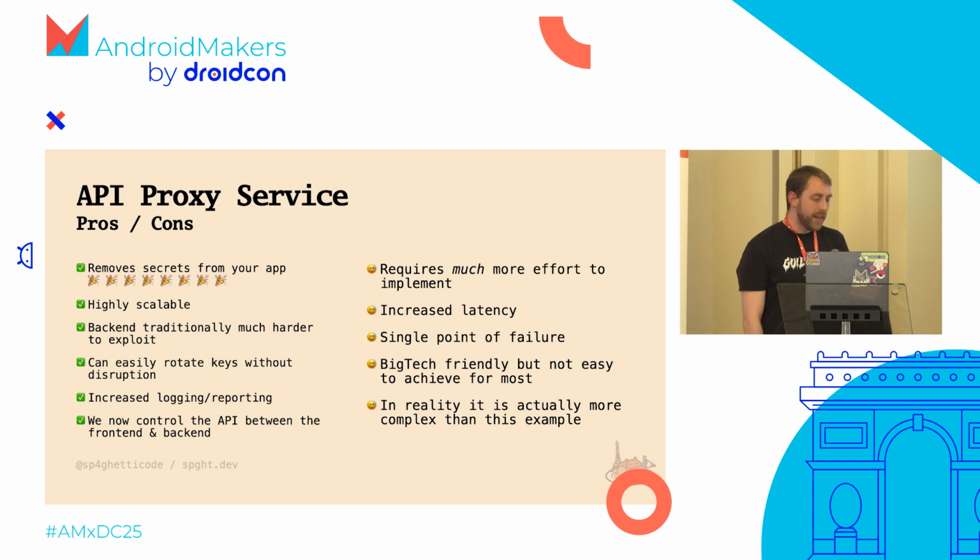The good news is that the backend is traditionally harder to exploit. It's not perfect, but it's traditionally harder to exploit than mobile. There's also increased logging and reporting, so it's a lot easier to see the attacks when they're coming in because you're able to track them a lot easier. And now we also control the API between the front and back end. So if you think of that original slide with the proxy service, when we are calling our proxy server, that API we control, and we also control the API coming back. So if we want data in a particular format, we can control that two-way flow now, which is really, really nice.